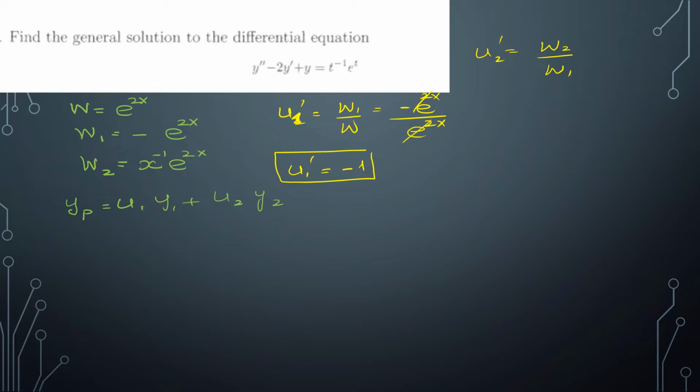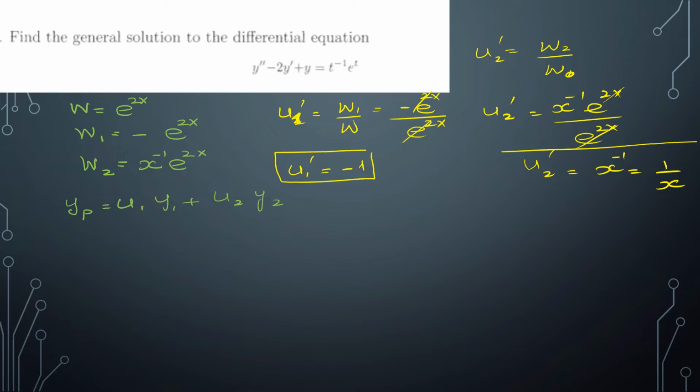Okay, so now our u2 prime. So u2 prime equals W2, that is x to the power negative 1 e to the power 2x, over W, that is e to the power 2x. So in the end we will get u2 prime as x to the power negative 1, which is also equal to 1 over x.